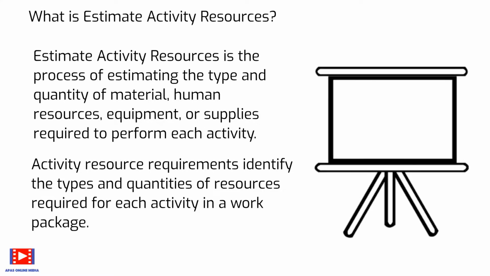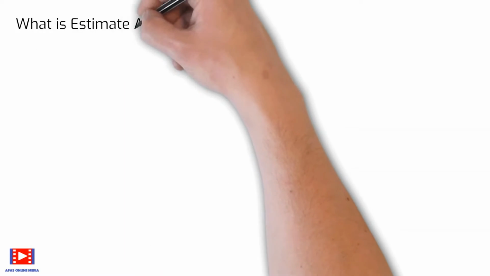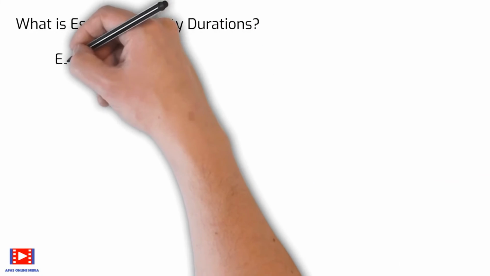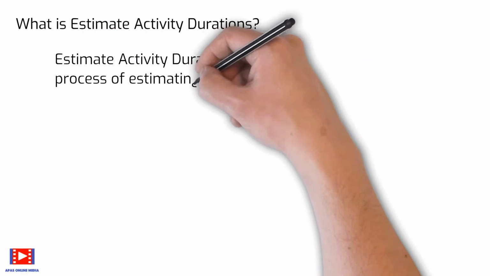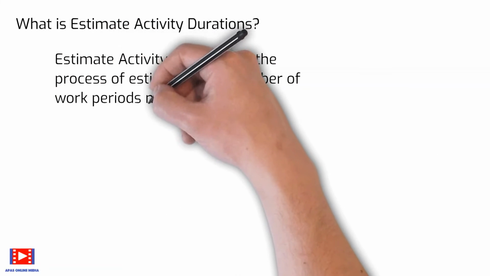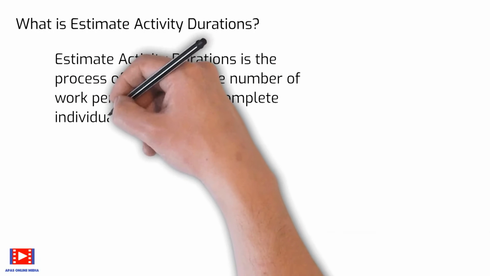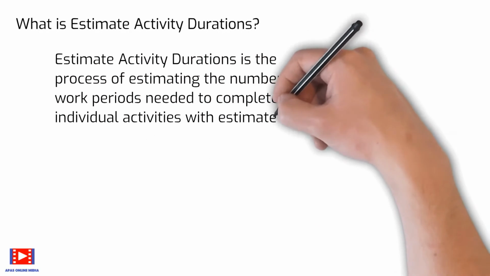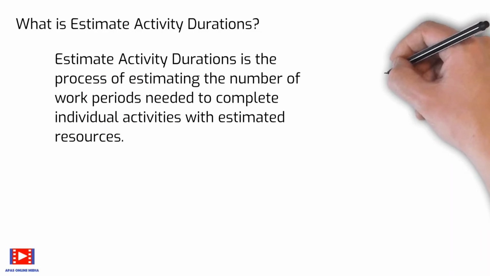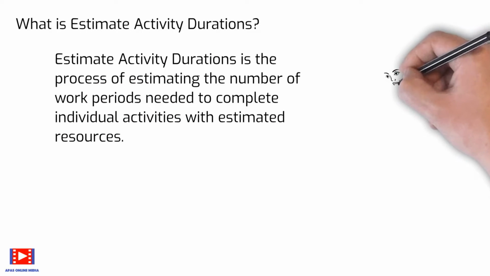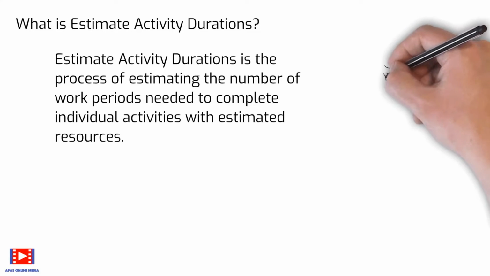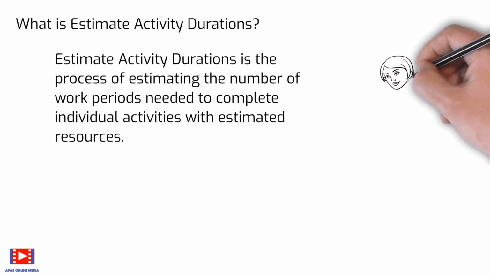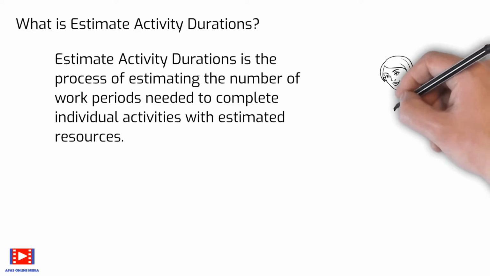What is estimate activity durations? Estimate activity durations is the process of estimating the number of work periods needed to complete individual activities with estimated resources. The key benefit of this process is that it provides the amount of time each activity will take to complete, which is a major input into the develop schedule process.